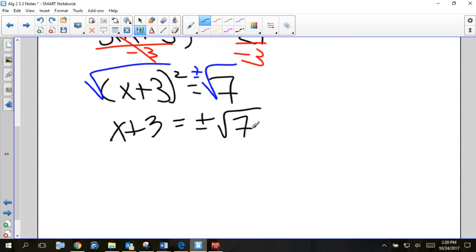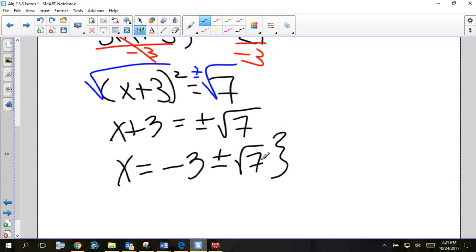Then you say, is the square root of 7 a perfect square? Can the square root of 7 have a perfect square that factors out of it? No, so I can't do anything with square root 7. I'm just going to move the 3 over. X equals negative 3 plus or minus square root 7. That would be my 2 solutions. And remember, you write them separately on the computer.